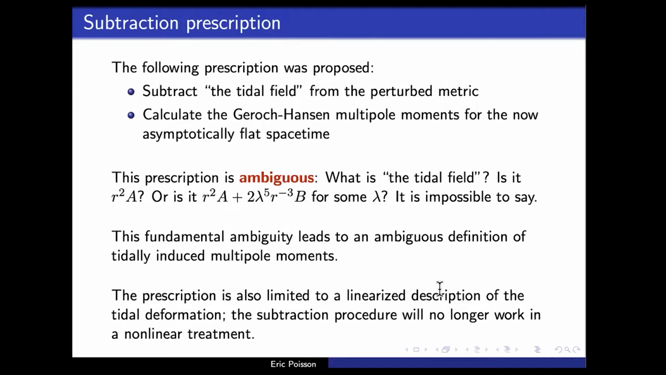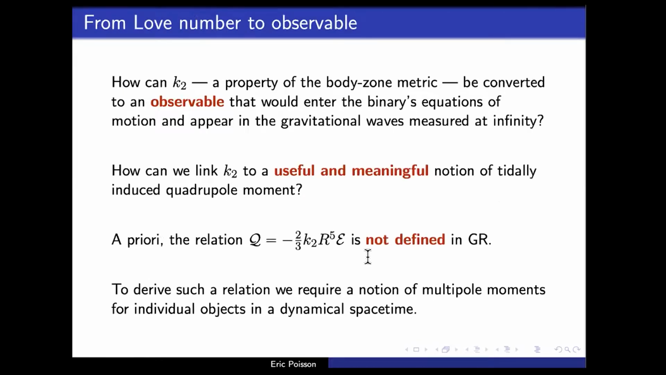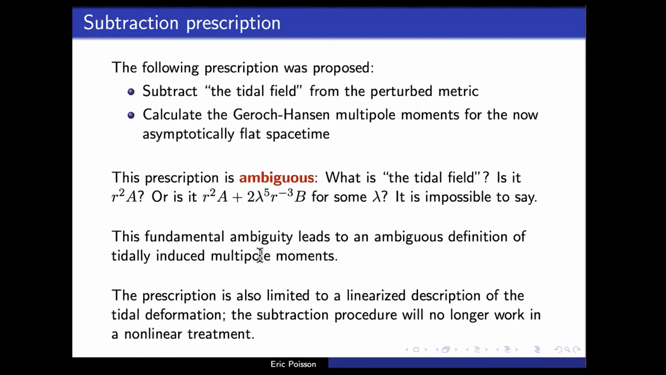But before I do that, I'll just tell you that while it didn't stop people, that lack of definition for multipole moments of tidally deformed bodies in GR didn't stop people from actually doing calculations with these things. So what I'm trying to say here is that there was a prescription that was introduced in the literature to actually make those multipole moments defined. And I just want to take the time to argue that this prescription is ambiguous and not adequate. It's not good enough.